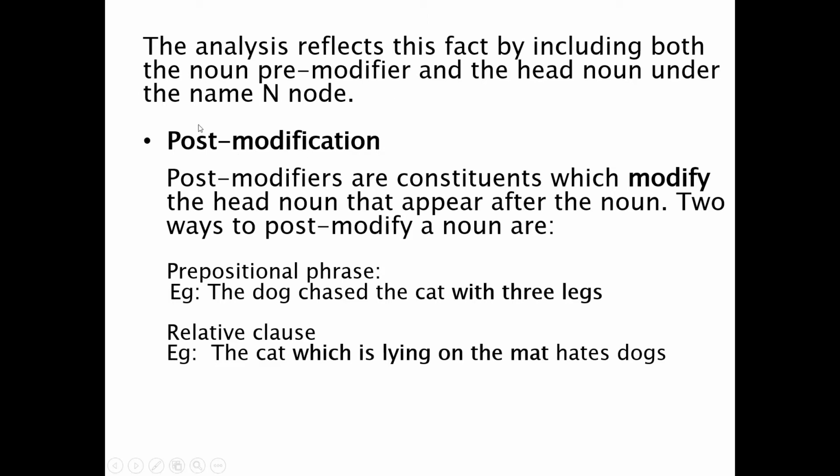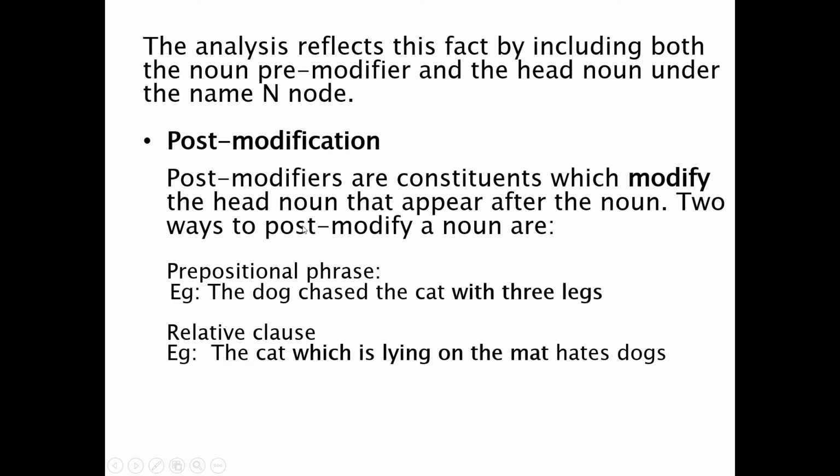Okay, we have post modification. Post modification. Something that follows something. Post modifiers are constituents which modify the head noun that appear after the noun. So when I say post modifiers, it means a word coming after the head noun or the noun. Two ways to post modify a noun are, okay, so two ways.